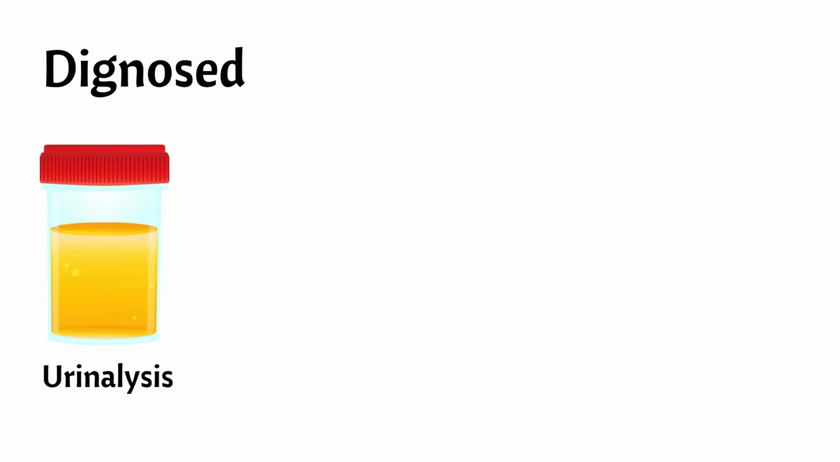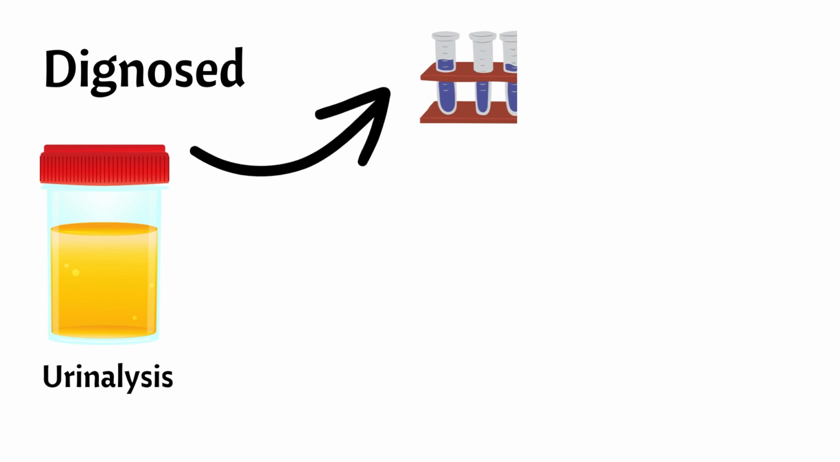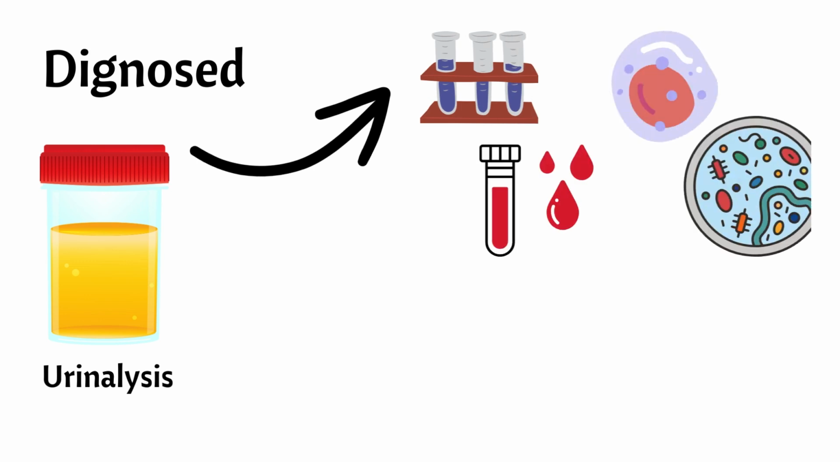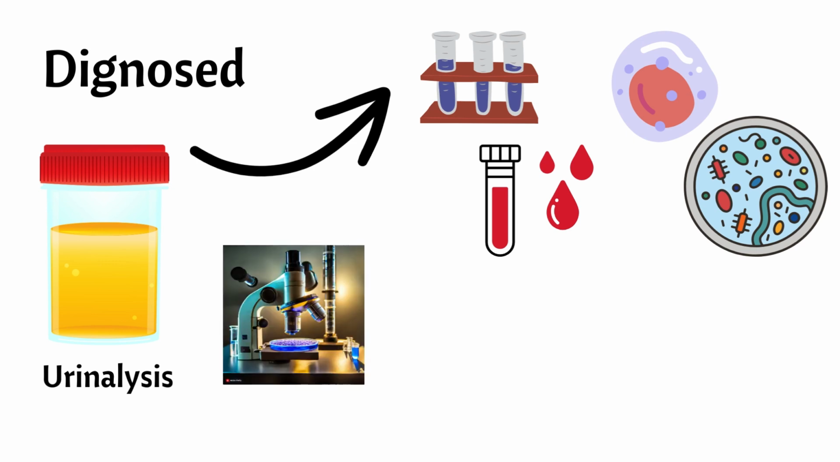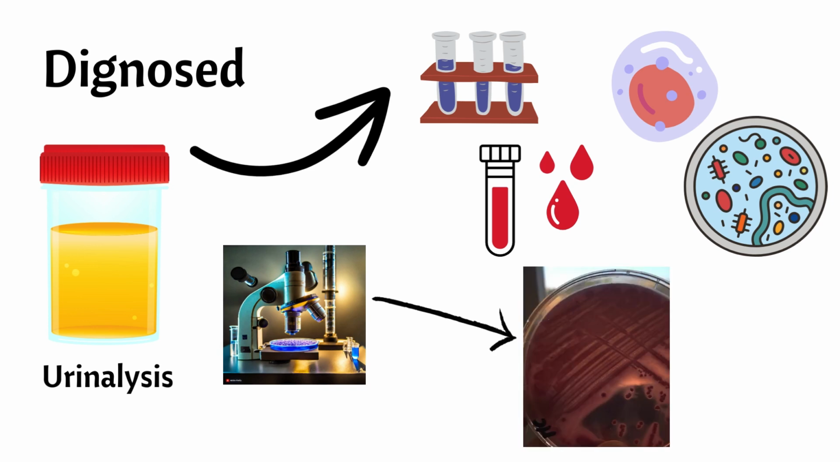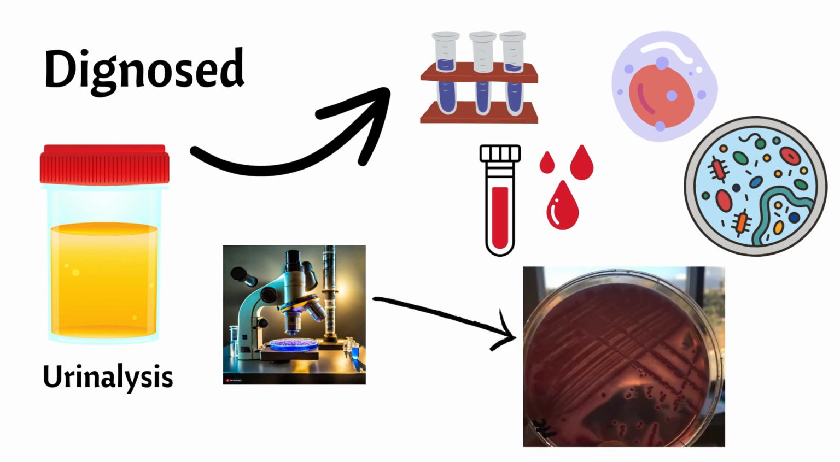Diagnosing urinary tract infection. The first thing you should do is urinalysis. This is the most common test to diagnose a UTI. A urine sample is analyzed for the presence of urinary nitrites, white blood cells, red blood cells, and bacteria in your urine. The sample is examined under a microscope and sometimes tested with dipsticks that change color in the presence of certain substances.